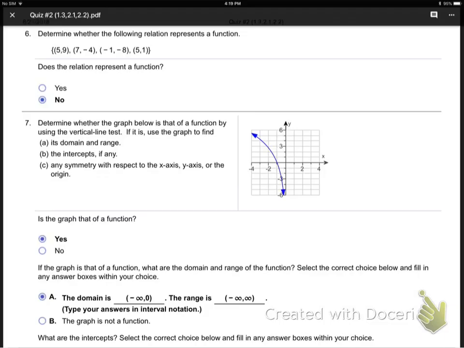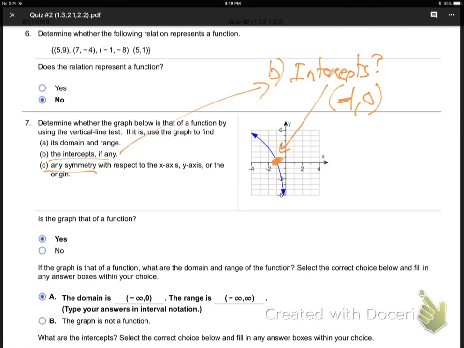Okay, they also ask if this graph has any intercepts. Let me go to a fresh screen here. Does this graph have any intercepts? That's question B, so I'll just answer it right here. Intercepts are places where the graph hits the grid line. So that's the point, back 1, up 0. That's the intercept. That's question B there.